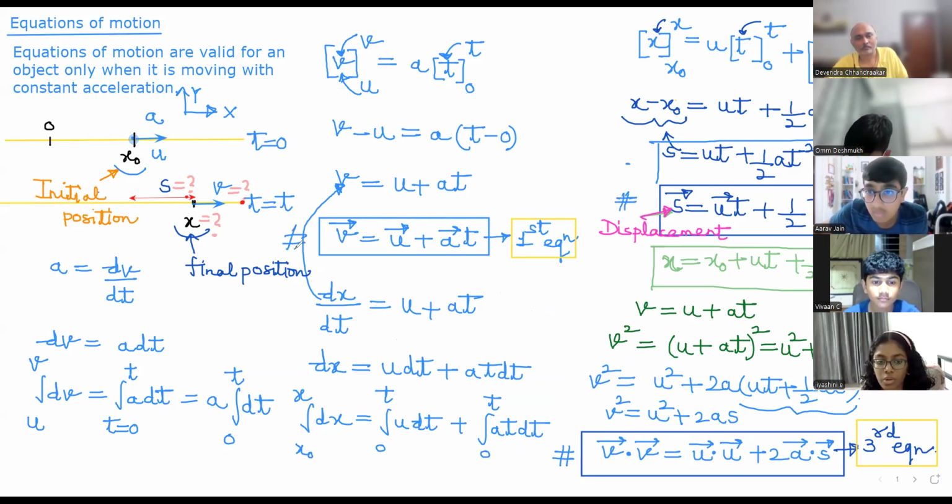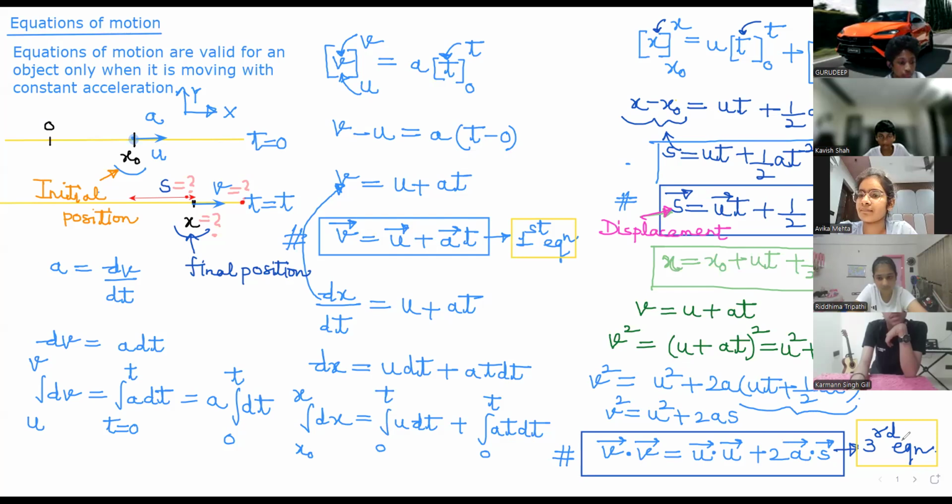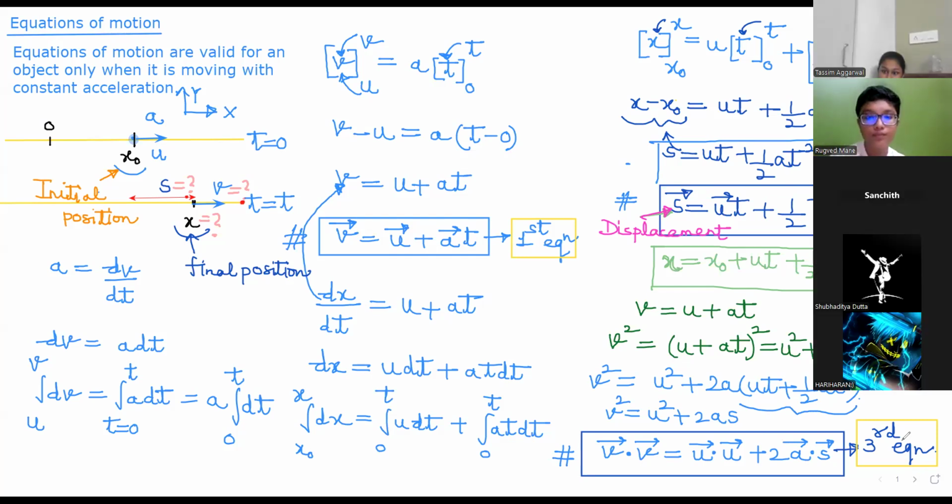Sir, could you show the page where you explain the dot product of the third equation? हाँ, अभी लिखना नहीं है, पहले ये बताओ, this page is done and noted for all of you? Yes sir. Not noted, read. सबने पढ़ लिया ना? Yes, sir. कविश शाह, अविका मेहता, रिधिमा त्रिपाठी, करमन सिंह गिल, सुभादित्य दत्ता, संचित. Yes, sir. Sanchit, you understood?